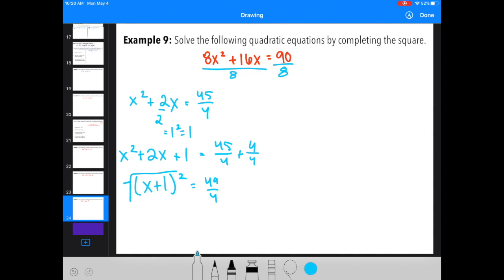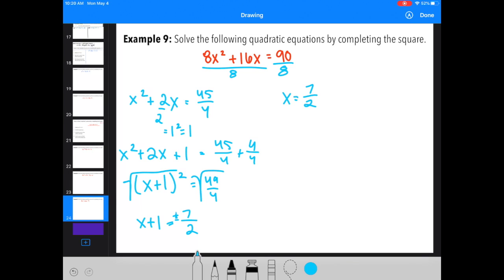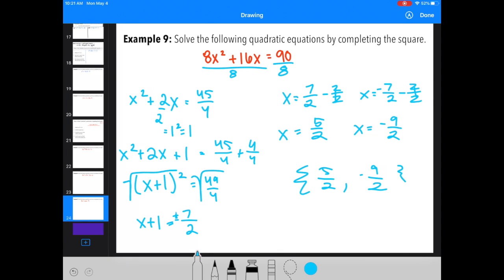I'm going to take the square root of both of those sides, leaving me with x plus 1 is equal to the square root of 49 over 4, which is plus or minus 7 over 2. So my last step is to solve for x. So x is equal to positive 7 over 2 minus 1, or negative 7 over 2 minus 1. 1 could be rewritten as 2 over 2. So x is equal to 5/2, or x is equal to negative 9 over 2. So 5 over 2, comma, negative 9 over 2.